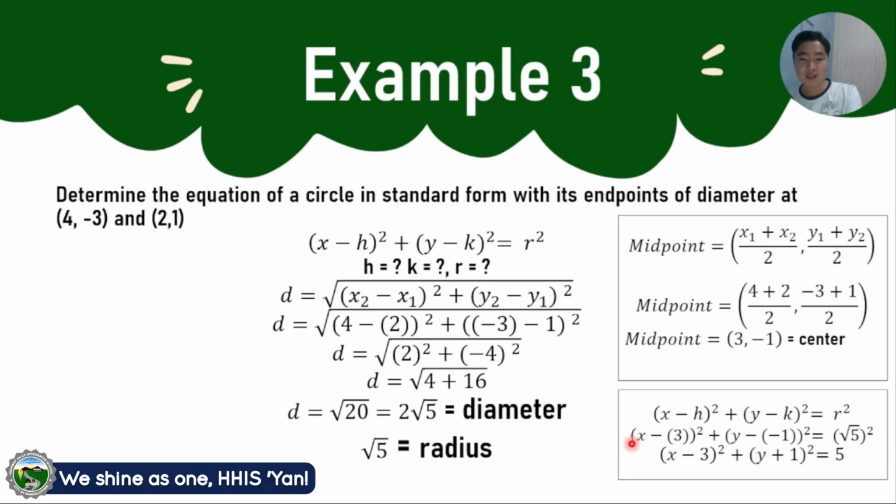So, that would give us the quantity of x minus 3 squared plus the quantity of y minus negative 1 squared, which is equal to the square root of 5 squared. So, simplifying that, that would give us the quantity of x minus 3 squared plus y plus 1 squared, because minus naman yan, so plus na siya. And then square root of 5 squared is equal to 5. And this would be our answer for this question.